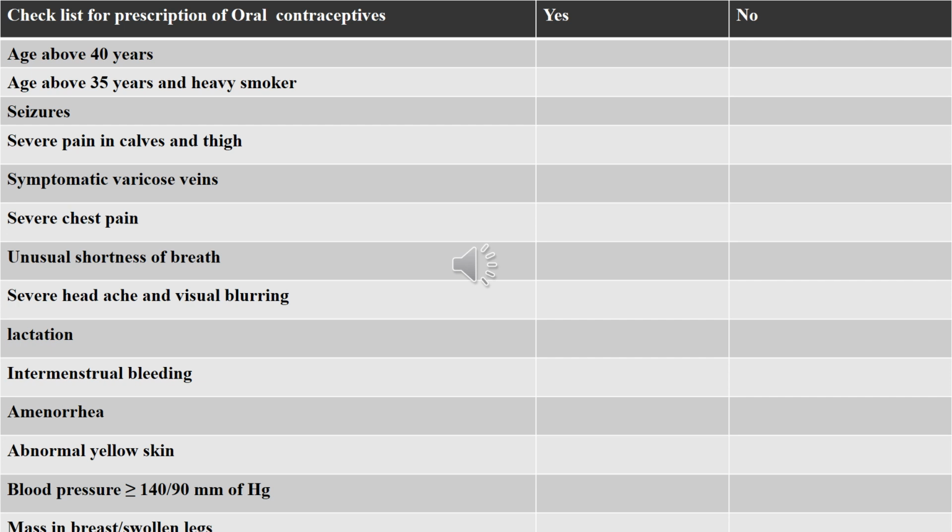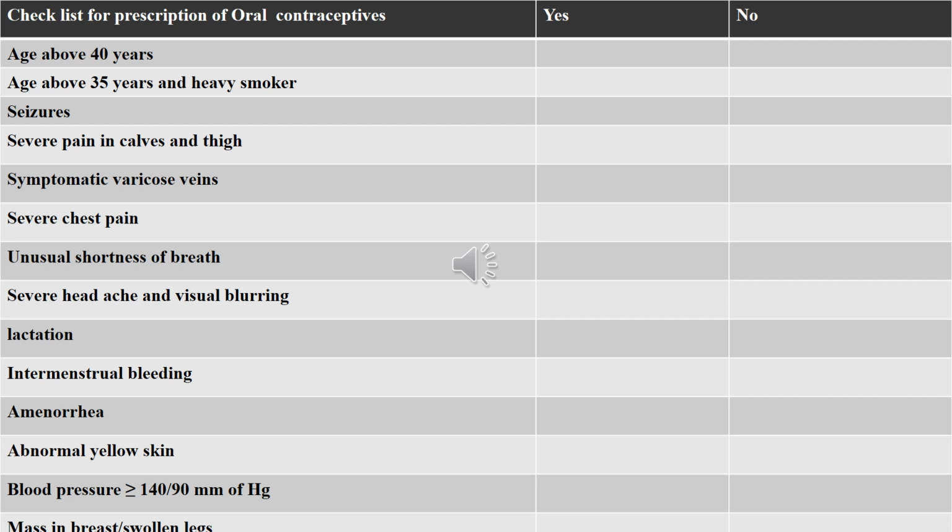Is the mother breastfeeding her younger child, and if yes, for how long? Is there any history of intermenstrual bleeding or bleeding after sexual intercourse? Any history of amenorrhea, or abnormally yellow skin or eyes? You should take the blood pressure. Is there any history of hypertension, any mass in the breast, or any swollen legs, like edema in the legs or feet? Now, if all these things are negative, then you can prescribe oral contraceptives to the woman.